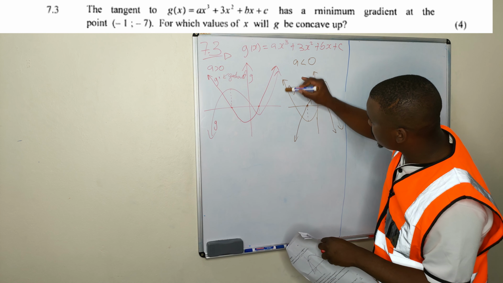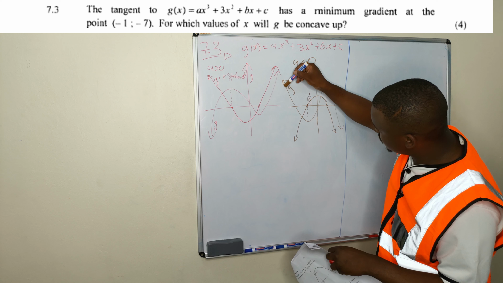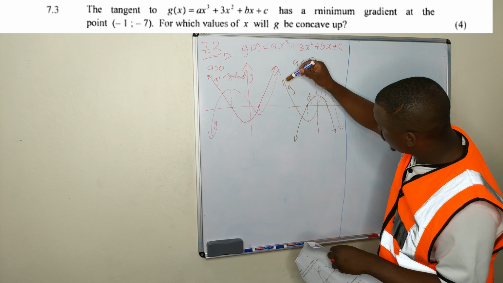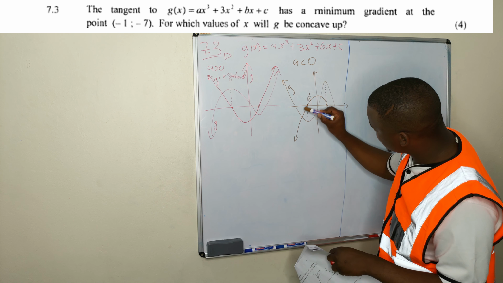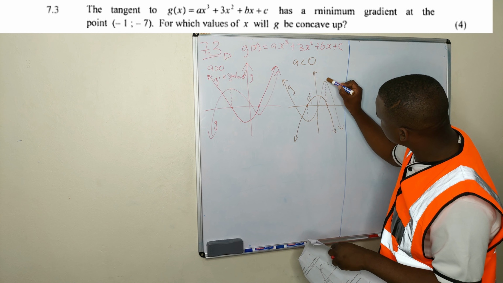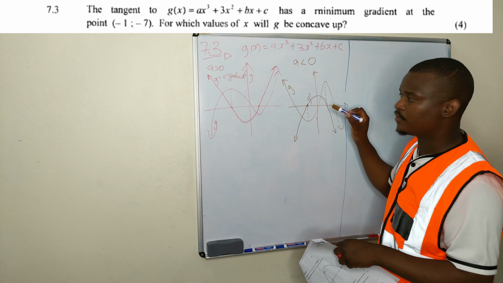So if this is positive, the instantaneous gradient is negative, so it will be negative down there. So you can see it was negative going down here, and you can see here it's negative. Going up here, the gradient is positive. That's why you can see the gradient function there, positive.